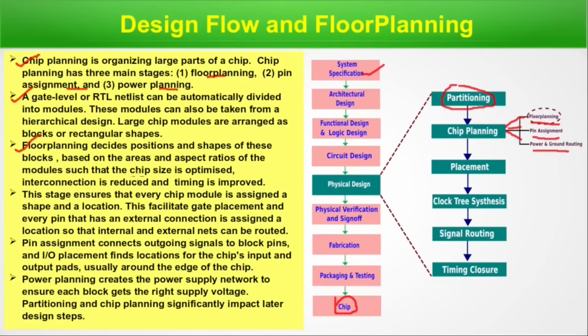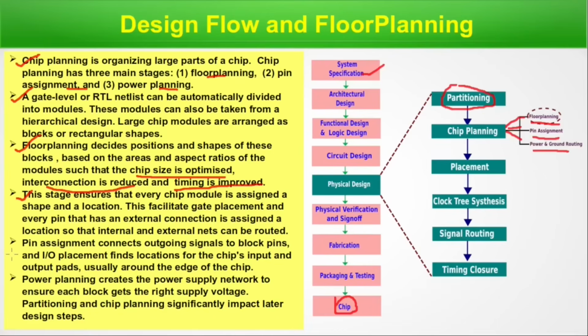There are three targets: chip size is optimized, interconnection is reduced, and timing is improved. This stage ensures that every chip module is assigned a shape and a location. In flow planning, we ensure that every chip module we got from partitioning gets a position and a shape. This facilitates gate placement, and every pin that has an external connection is assigned a location so that internal and external nets can be routed.